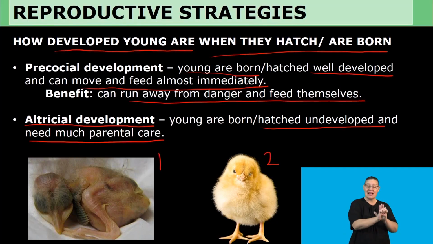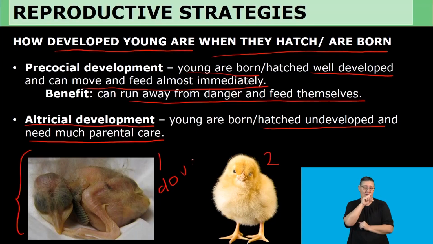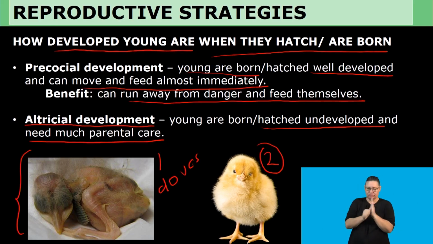Diagram 1 is an example of altricial development. Examples are birds like doves, see? So the small one is born, you can see it's frail, it's not able to run around, it's depending on the mother to go look for food and feed it until it's able to fly out of the nest. Diagram 2 here is the small chick. Small chicks, they are born able to start walking around. They start following their mother and they can fend for themselves.